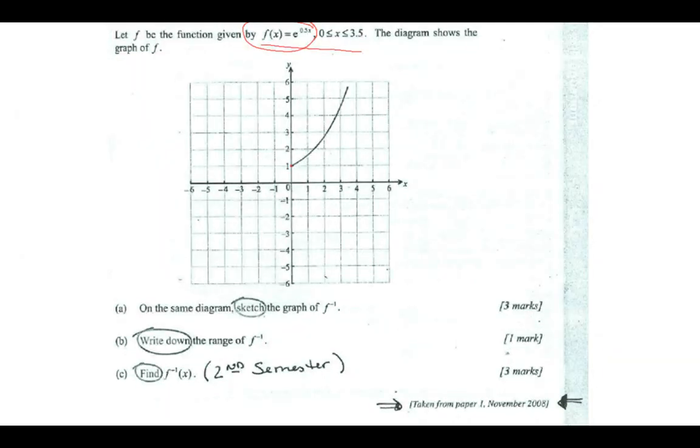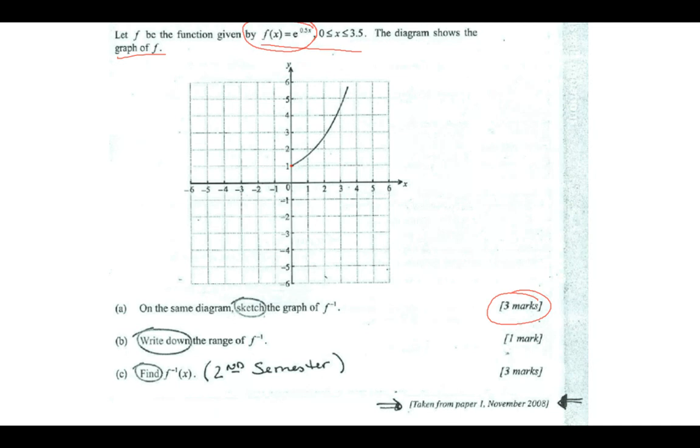The diagram shows the graph of f. On the same diagram, sketch the graph of f inverse. It is 3 marks. Pay attention to how many points it is, right? That's important. That is very important to us. So that means that it's going to require a little bit more work.